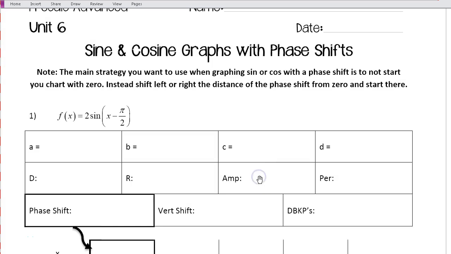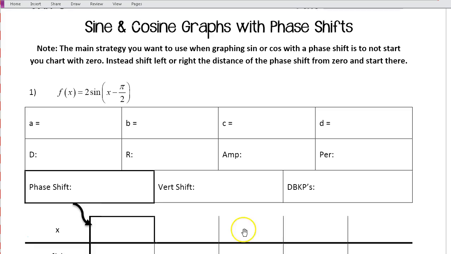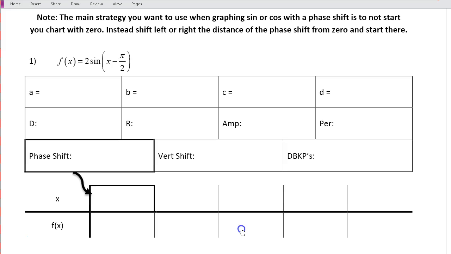We're going to continue with graphing sine and cosine. In these examples, we're going to look at graphs that have a phase shift. We've looked at this a little bit before, but we're going to look at it in more depth in this video. So the main strategy that you want to use when you're graphing sine or cosine is to pay particular attention to the phase shift, because when we're graphing this, we want to graph usually two complete periods.